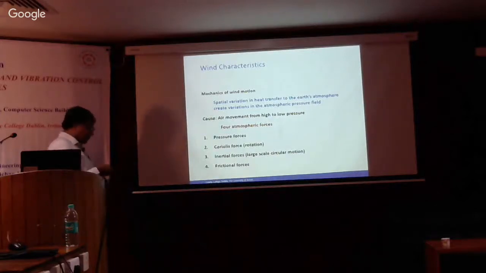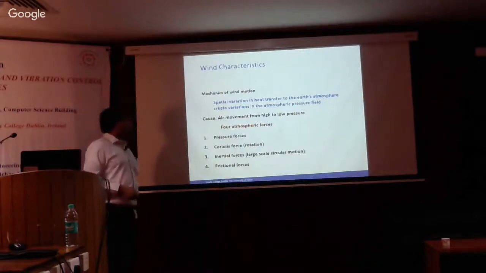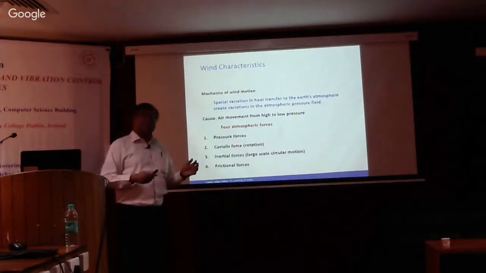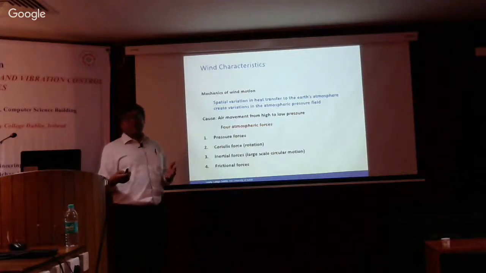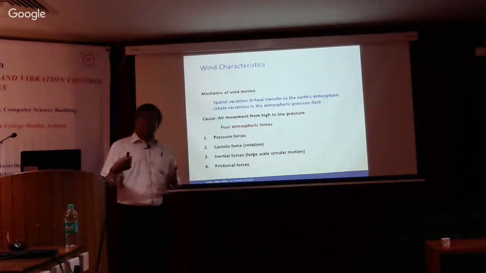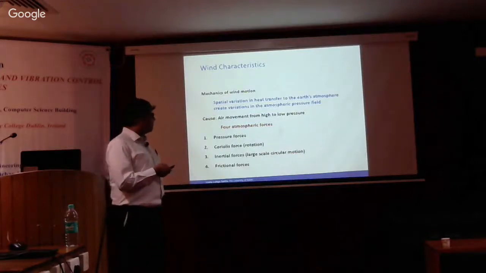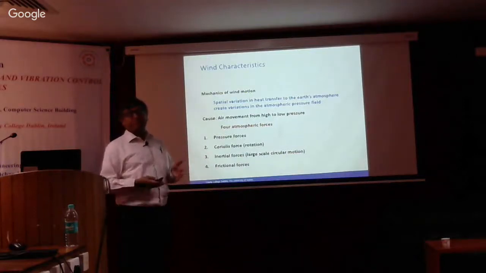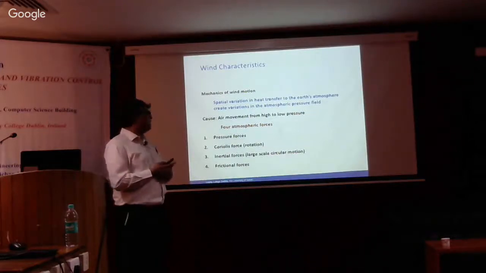So in terms of the mechanics of the wind, obviously there's a spatial variation in heat transfer to Earth's atmosphere, creating a variation in the pressure. There's a differential heating from the sun, the solar heating, that generates a transfer of heat, and that essentially causes a variation in the atmospheric pressure field. That is the reason why wind goes from one place to another, and that's why the wind speed varies, or the generation of the wind is caused.